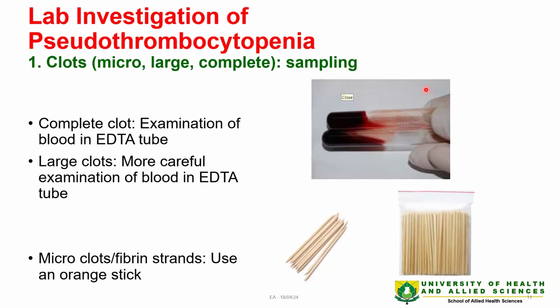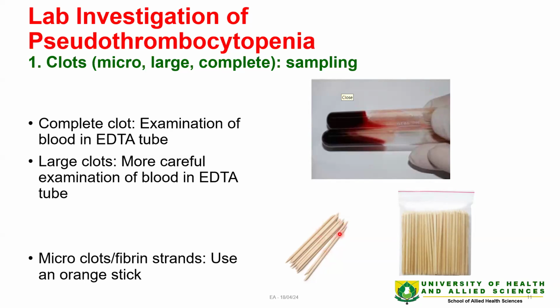Now, if you don't see any clots, either the complete or the large clots, and you go on and run your sample, but then you have a low platelet count, you may want to rule out the presence of microclots or fibrin strands within the sample. Now, how do you check for the microclots or fibrin strands? You employ an orange stick.